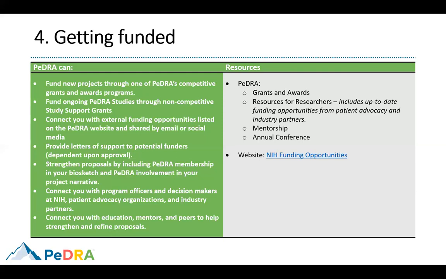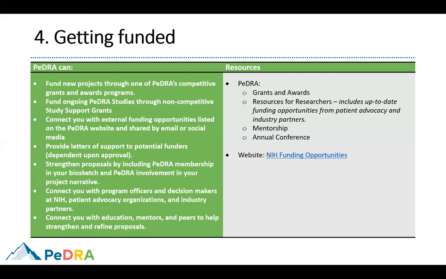In addition, we can direct you to external funding opportunities. So on the PeDRA Resources for Researchers webpage, you'll find access to external funding opportunities through patient advocacy groups, through industry partners, through government. And beyond that, we can connect you with the actual individuals who are part of those different funding organizations. So within its network, PeDRA includes industry partners and includes patient advocacy groups. So by being a part of PeDRA, you can connect with the individuals who are actually reviewing a grant, actually designing a funding program, and can really help you move along.